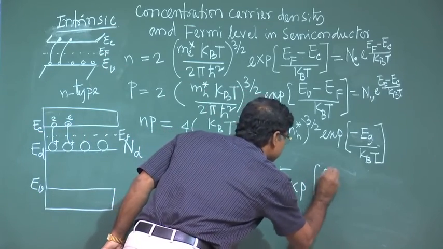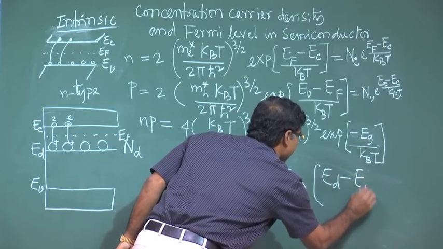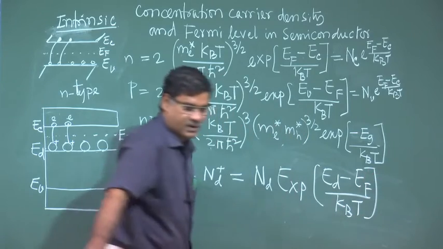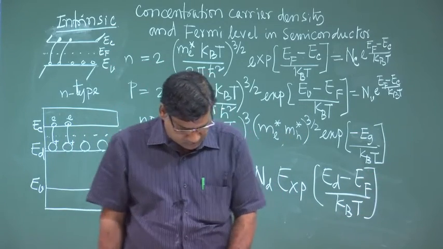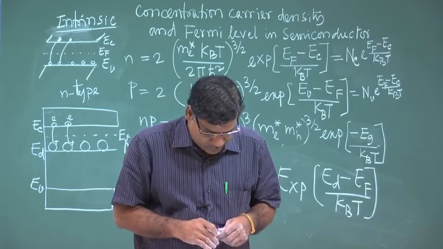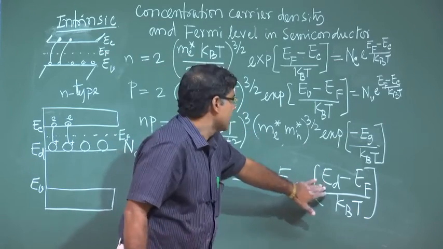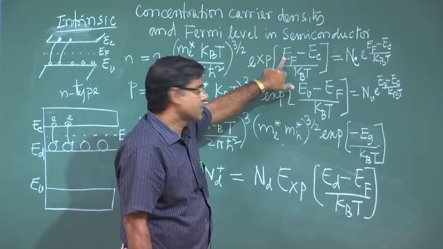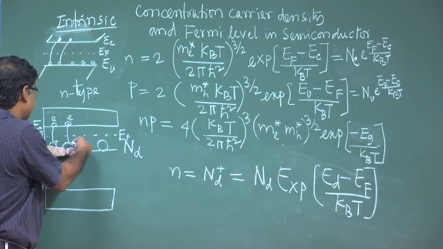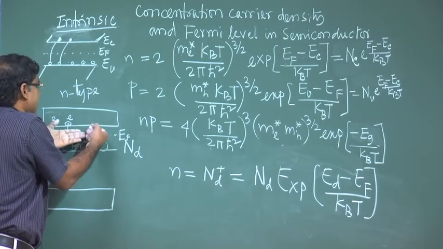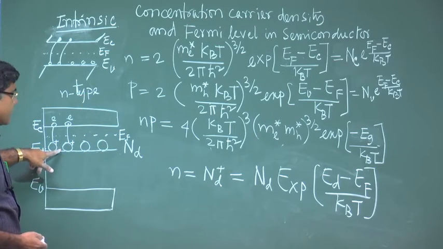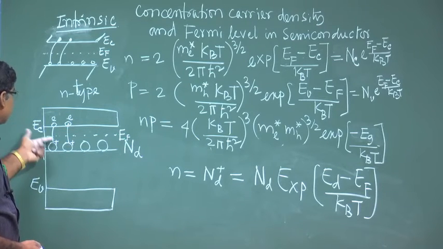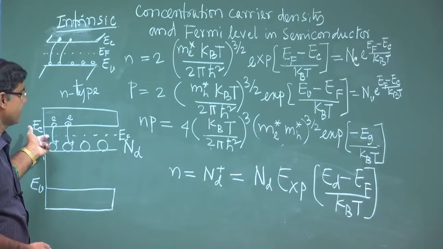So we can write ED minus EF by KBT. In comparison, one can see this involves EF. If it just crosses the EF, then it is equivalent to reaching there. That is why it is the energy of that level, ED minus EF by KBT.